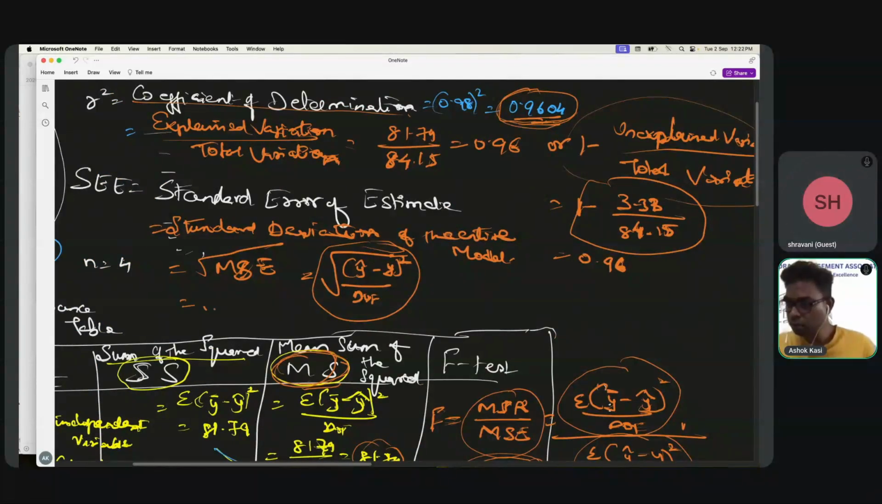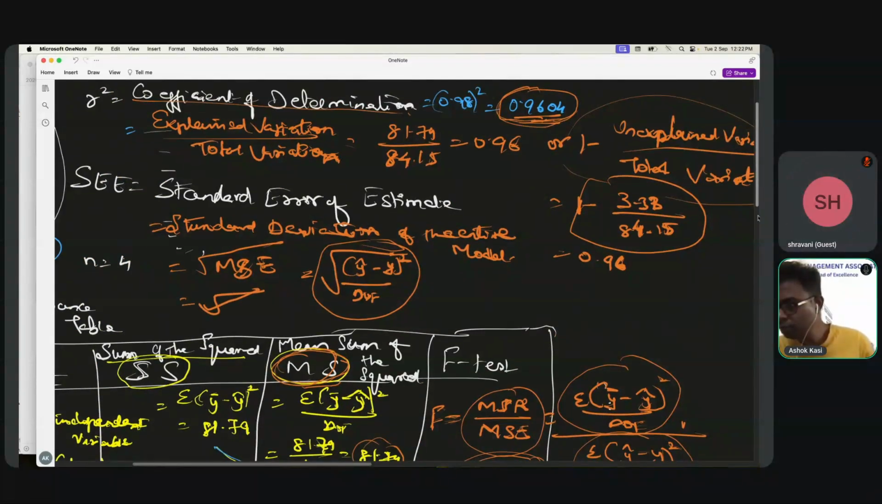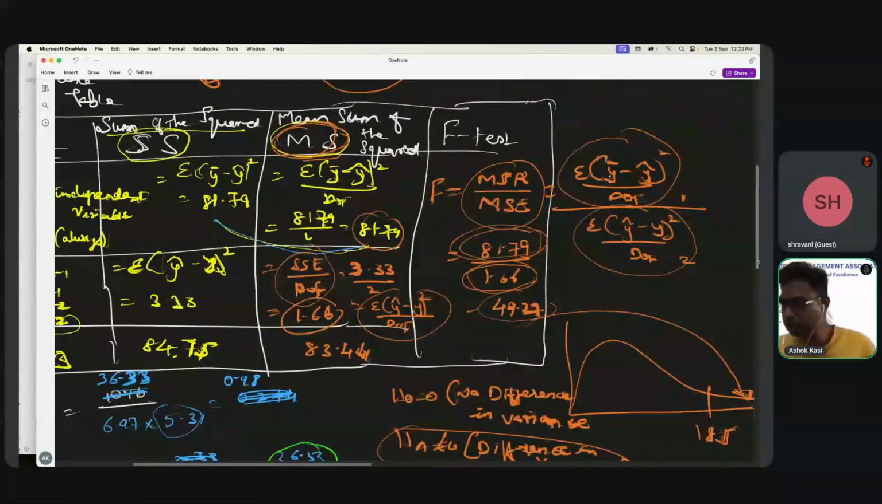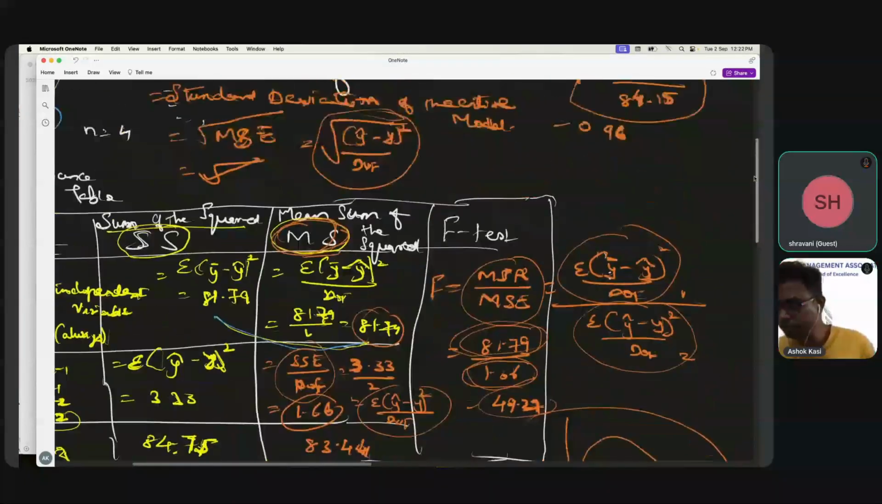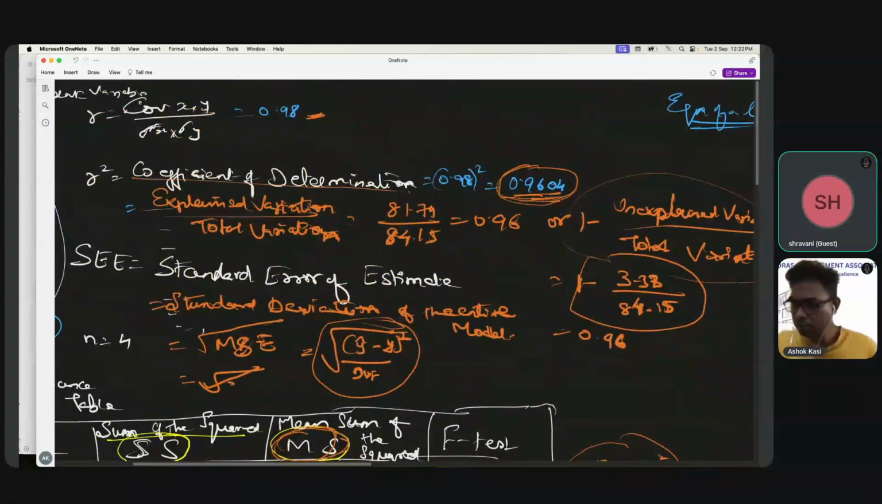So root of MSE. So MSE is what? Very less error it was, 3.33. So root of 3.33 is 1.82. 1.82. That's it.